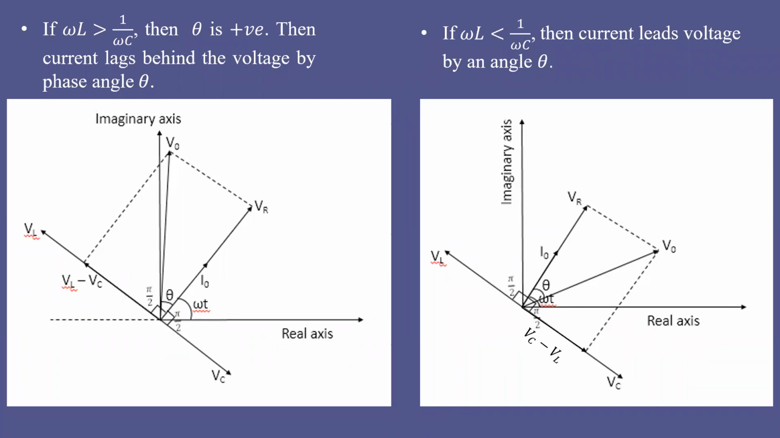And why is it called a resonant circuit? That case we will consider in the next class, where omega L will be equal to 1 by omega C. That is the special case. Two possibilities we have seen here. The last possibility is omega L equal to 1 by omega C, and that is called the condition for resonance, which we will consider in the next class.